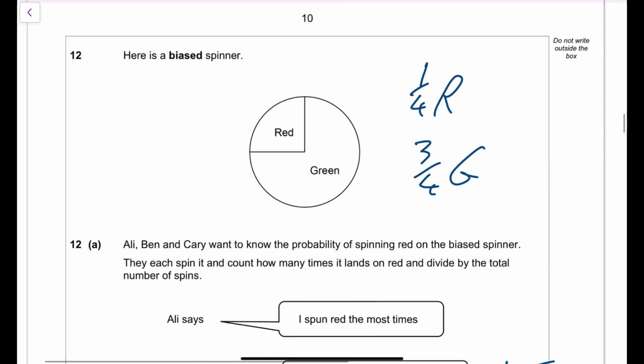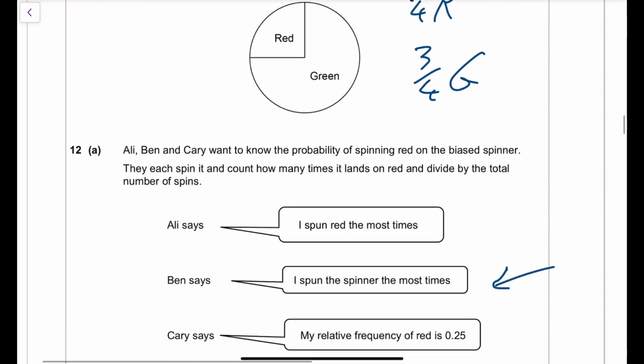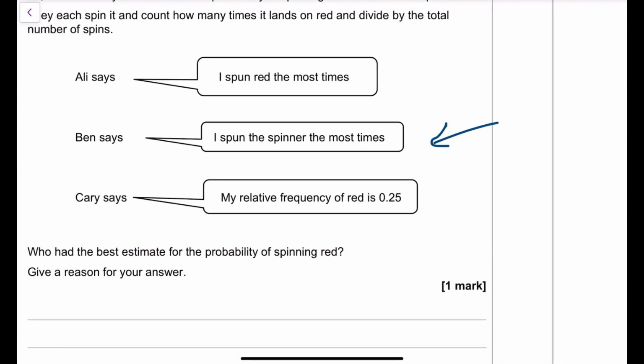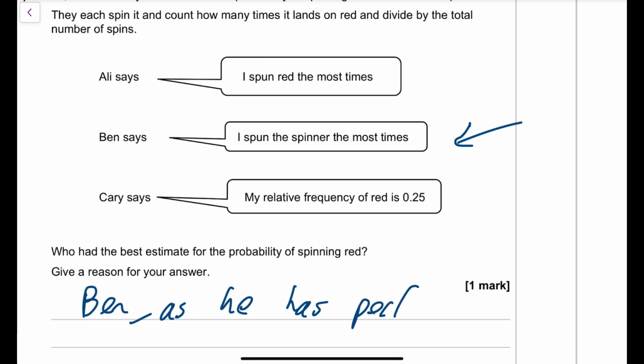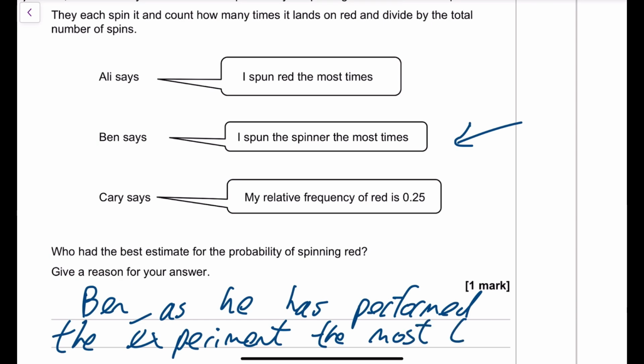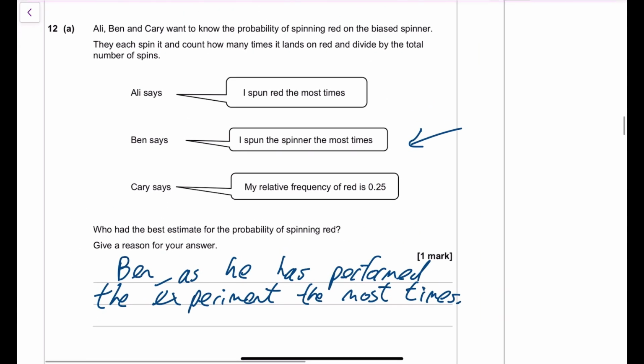Okay. Now, it says it's a biased spinner. We don't really know. Clearly a quarter of it is red, and the other 3/4 is green. But you don't know how it is weighted. It may be weighted slightly differently as well, so it might not be the case. So that's why they've put this in. The relative frequency of red is 0.25. Ben, we'll just say Ben, he is the one who has spun the most. So Ben, we'll just say he has performed the experiment the most times. I would be interested to see what they actually say in the mark scheme for that one. Let me know in the comments if you disagree with me there.